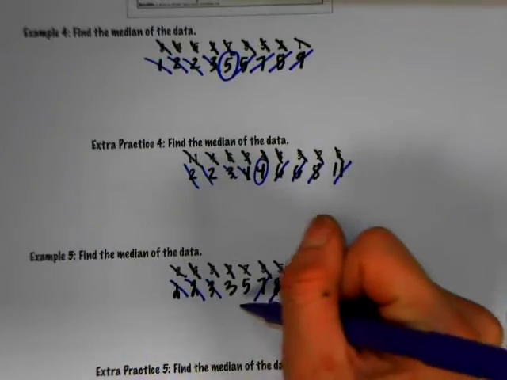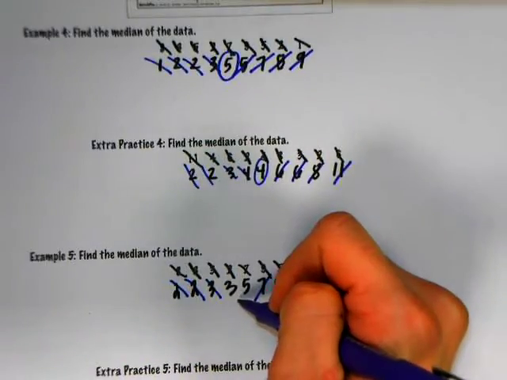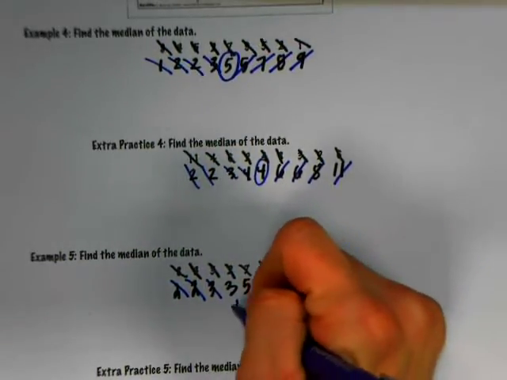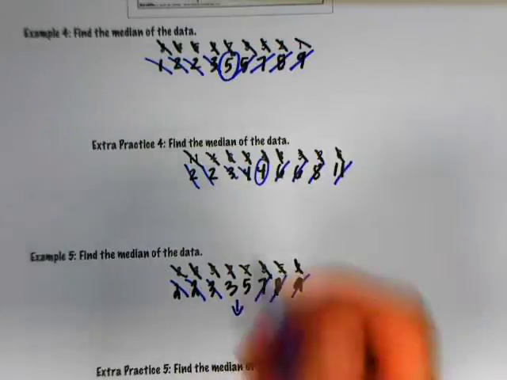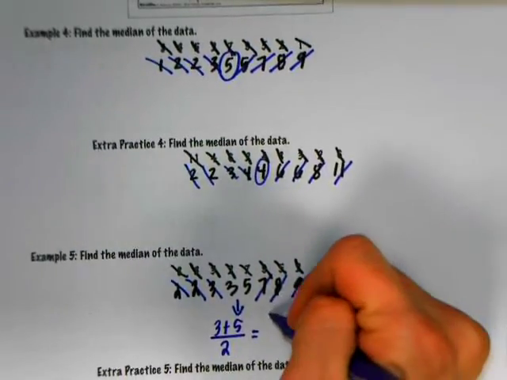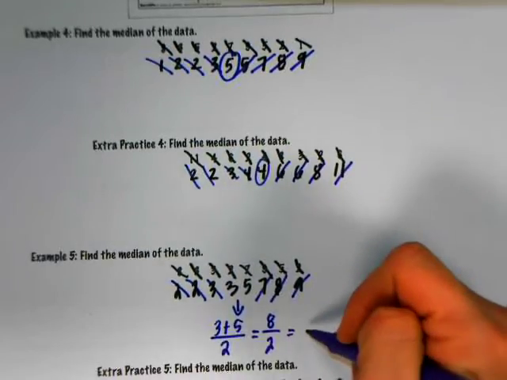Okay, so here we have 3 and 5 both in the center. So you're basically trying to find what's in the center of those, or you're finding the average, the mean of them. So you do 3 plus 5 divided by 2, which is 8 divided by 2, which is what? 4, yeah.